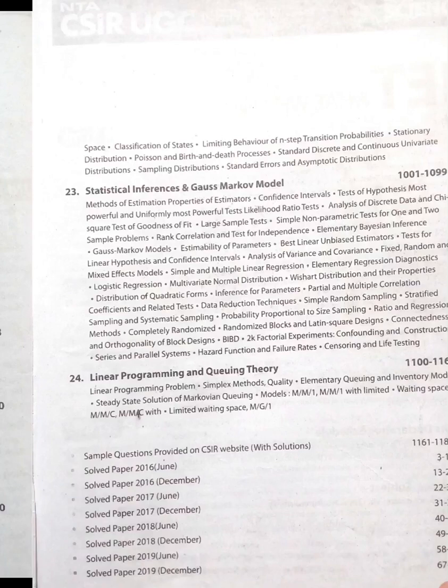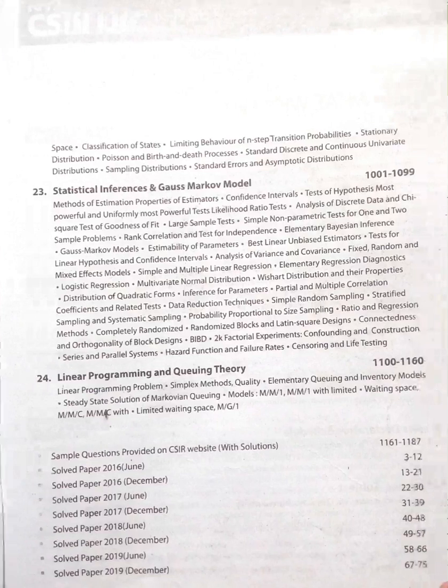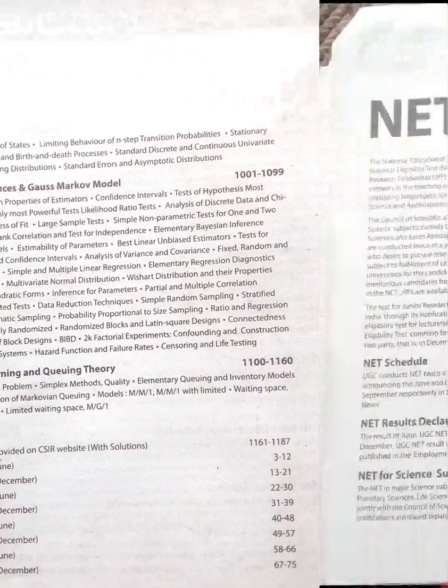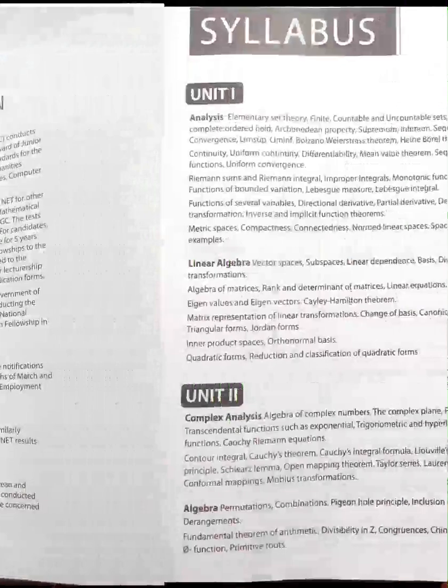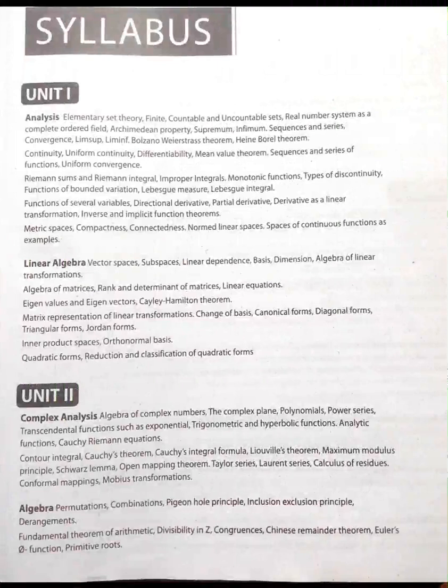Now after that, at the end we have covered solved papers with answer keys, with some sample question papers, the CSIR NET website papers with solutions. And after that we have some syllabus information given related to NET topics.